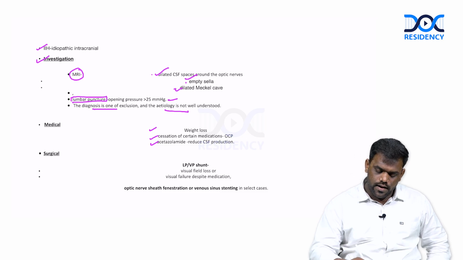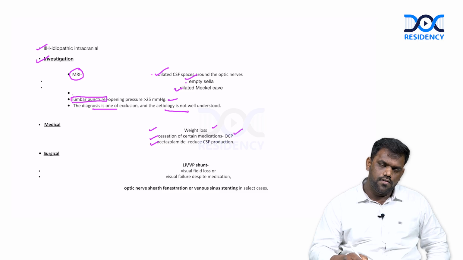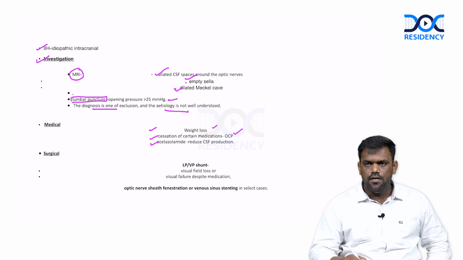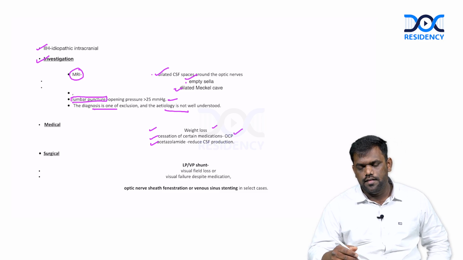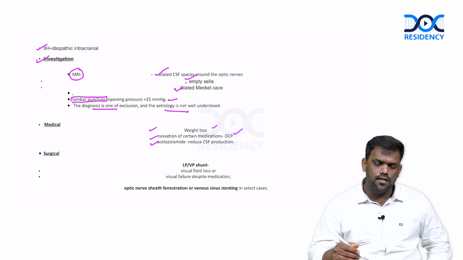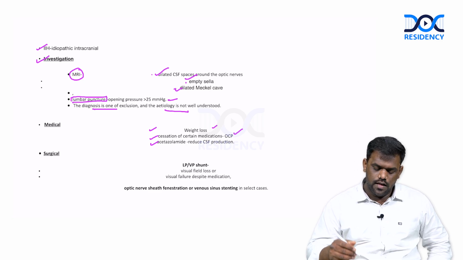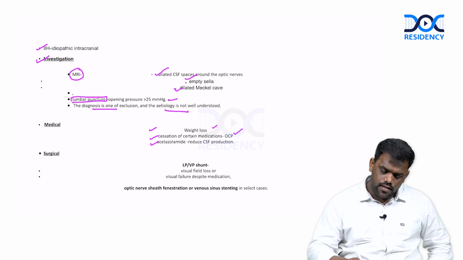So weight loss, cessation of medications like OCP. The OCP is a thrombotic agent, it can cause sinus thrombosis, and it obstructs the venous drainage, which raises the ICP. So you have to stop the OCP drugs. And acetazolamide will reduce the CSF production.